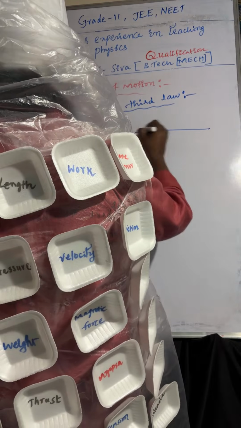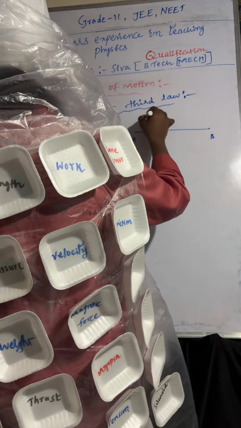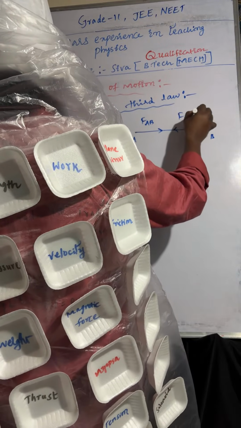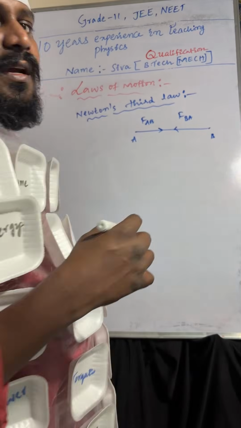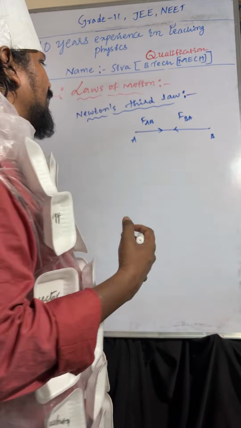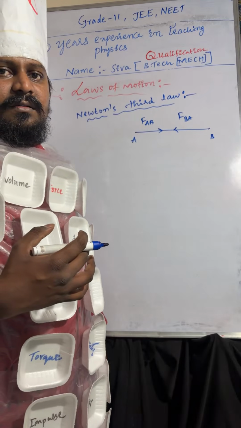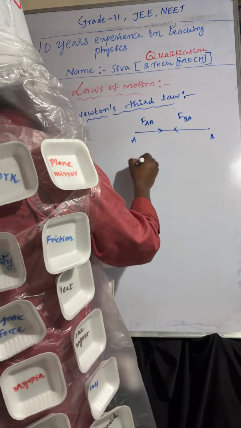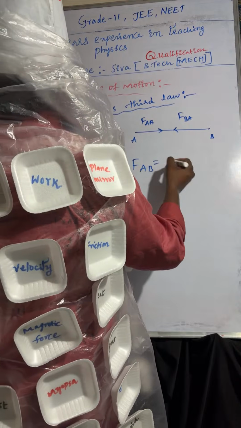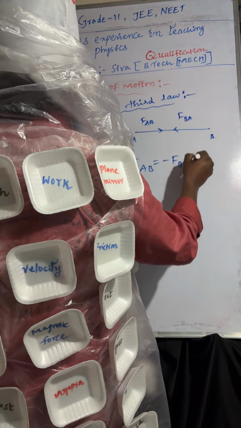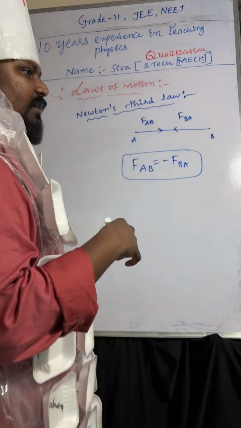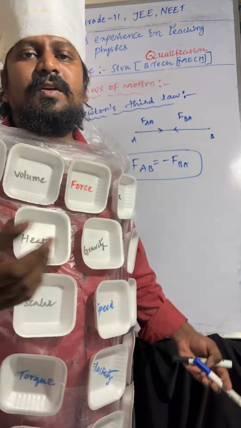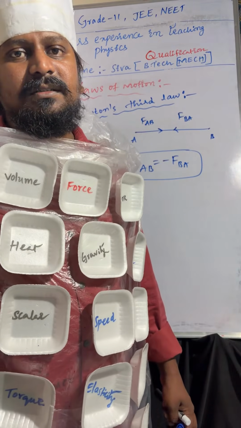This is A and this is B. This is the force of A on B, and this is the force of B on A. Both are acting in opposite directions. Is it clear? F_AB is equal to minus F_BA. So the direction is different, everything else remains the same. So that is about Newton's first law, second law and third law.